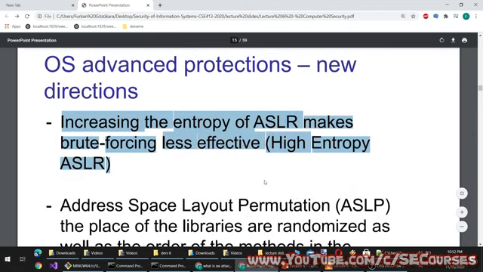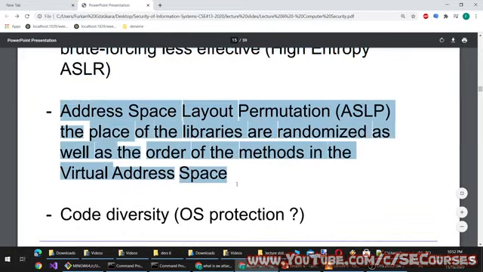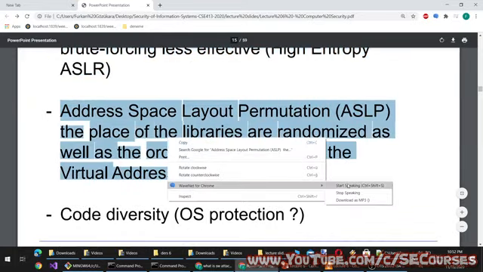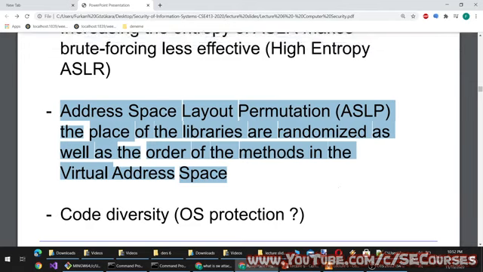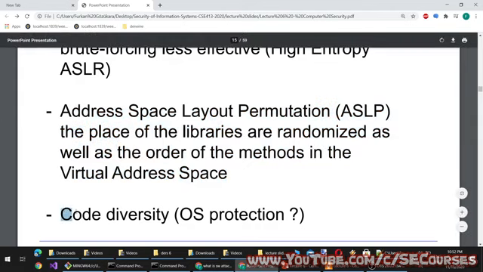Increasing the entropy of ASLR makes brute forcing less effective. High entropy ASLR. Address space layout permutation, ASLP. The place of the libraries are randomized as well as the order of the methods in the virtual address space.